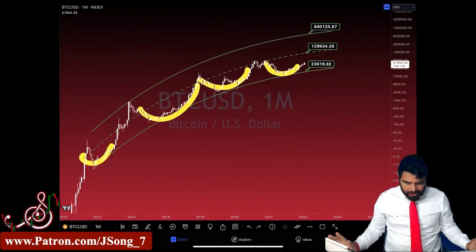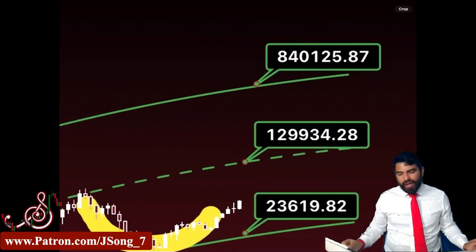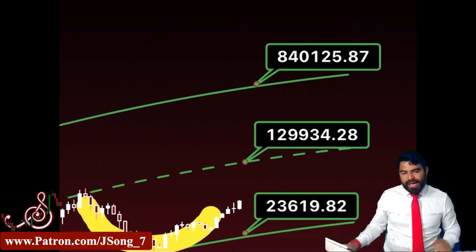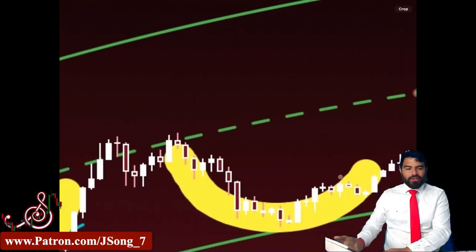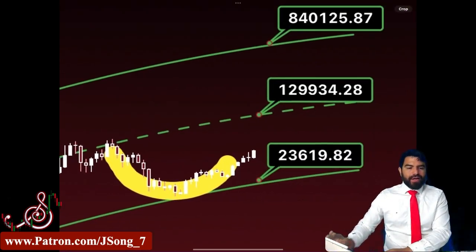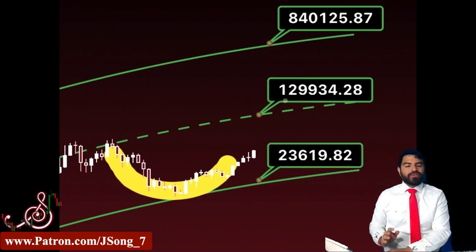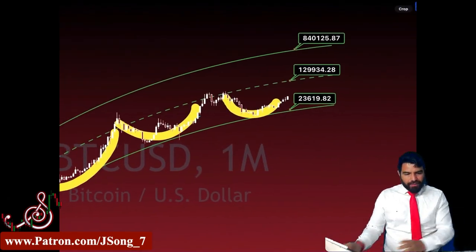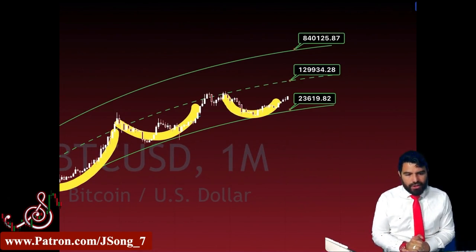Now, longer term, Bitcoin has potential to hit up to $840,000. And $129,000 is just the last mid-phantom, which price did respond in those areas. However, I really think that price will hit 840,000 if it's allowed to do so. And there has been a prophetic word that Bitcoin would hit a very high number and then have a very large crash.